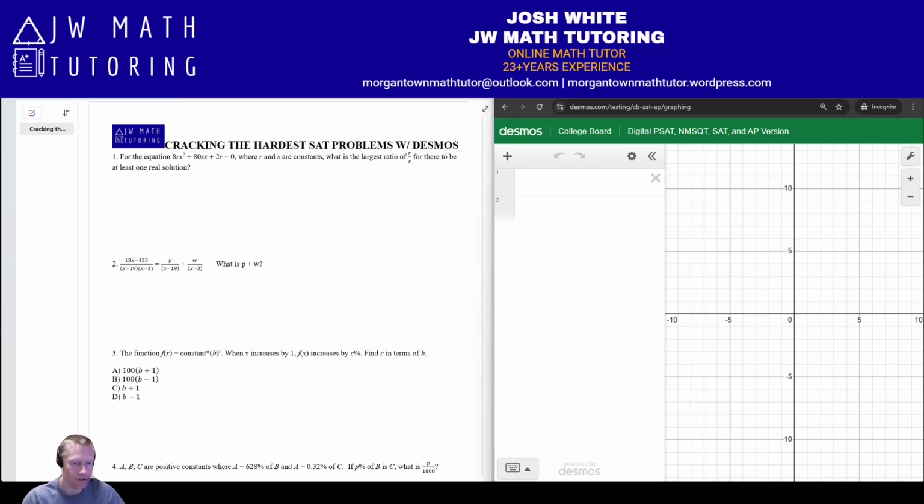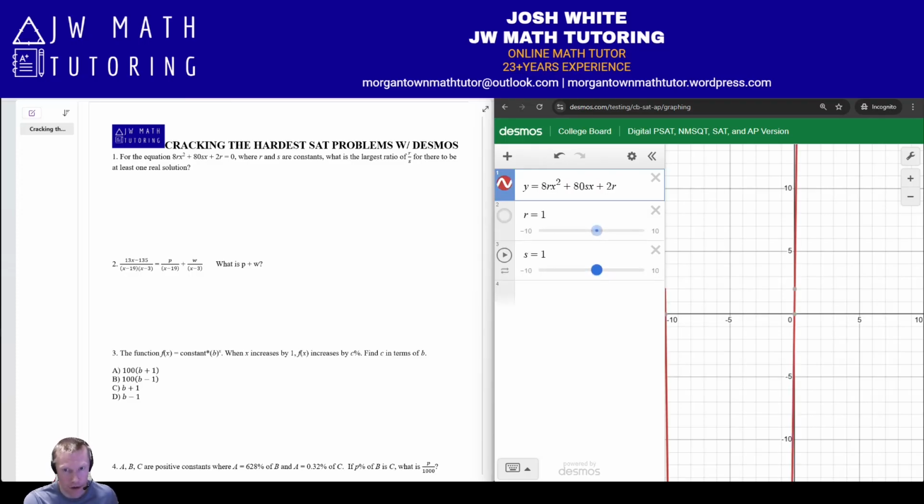So let's go ahead and start with problem number 1. So here we have a quadratic equation, and it's got some constants in it, R and S. And we want to find the largest possible ratio of R and S for there to be at least one real solution. So all we have to do for this problem is basically graph it out. And since it's already equal to 0, I'm just going to make it equal to y, and add some sliders for R and S.